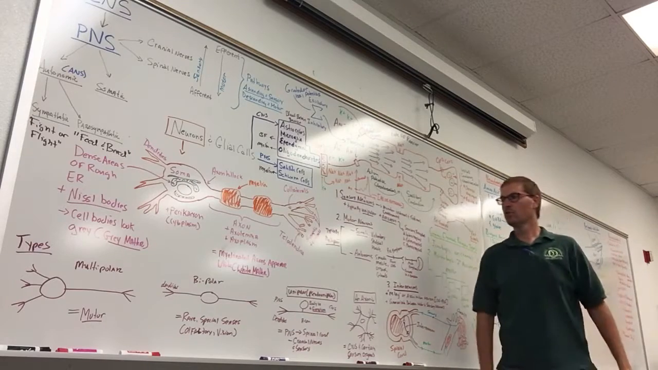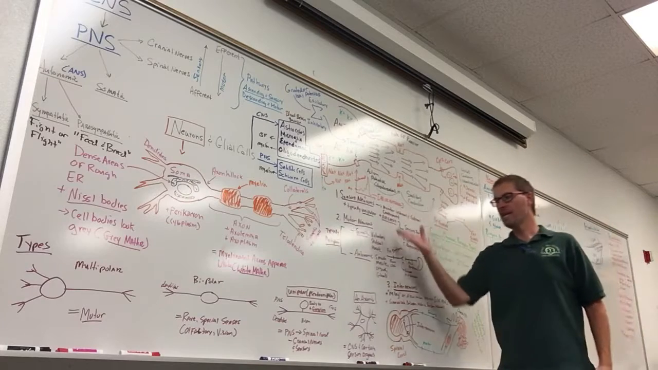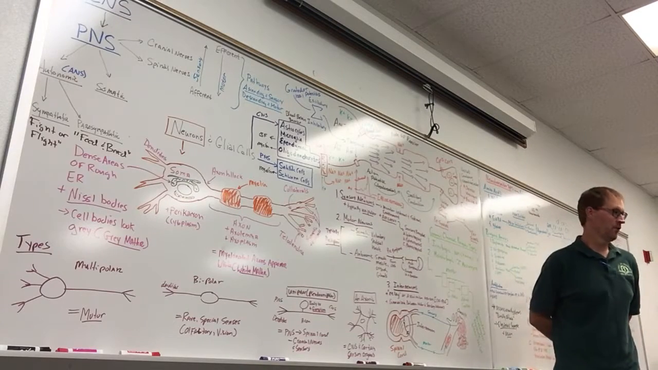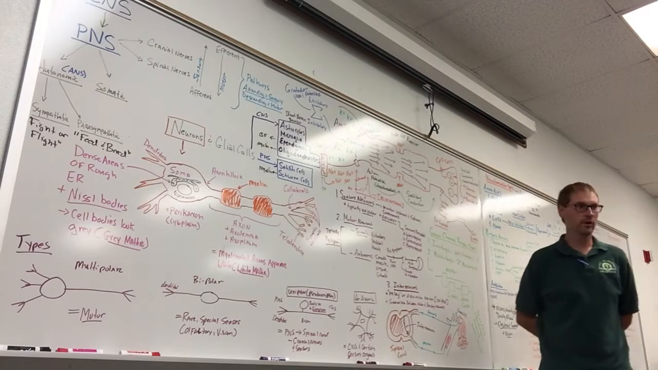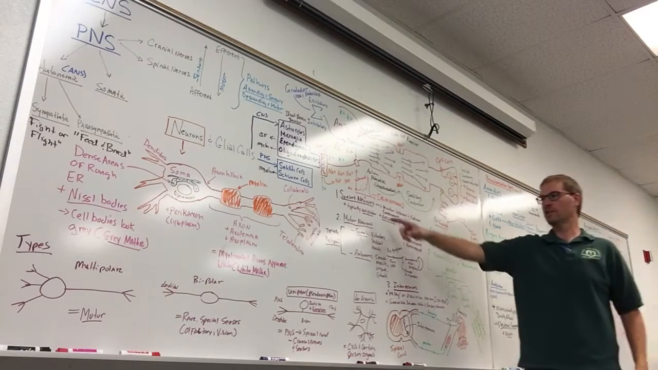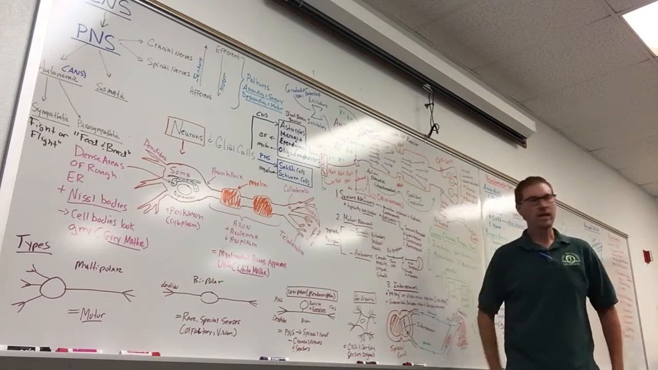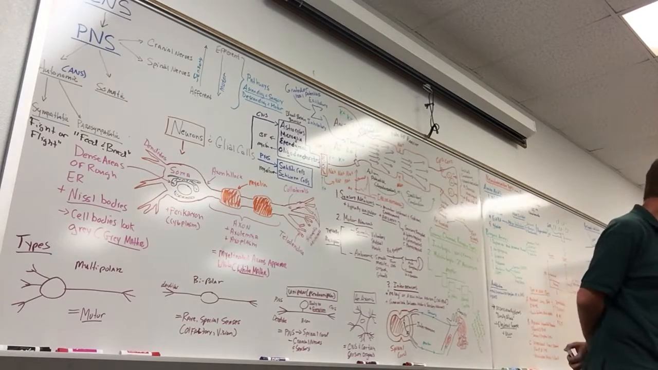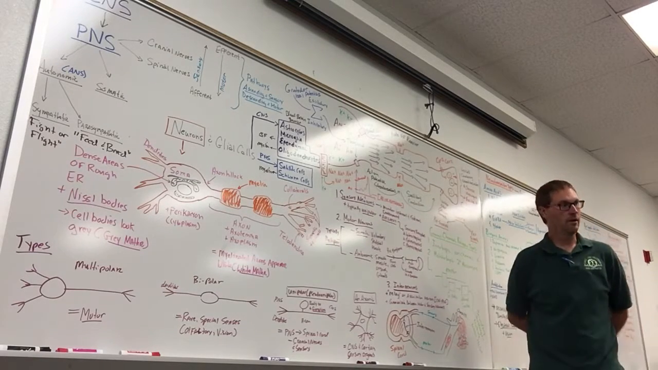We can also look at neurons by what they do. Okay, and there are three general jobs for a neuron. Okay, this is what a neuron does when it gets up in the morning and goes to work. It can either be a sensory neuron, a motor neuron, or it can be an interneuron. Okay, so sensory, motor, and interneuron.